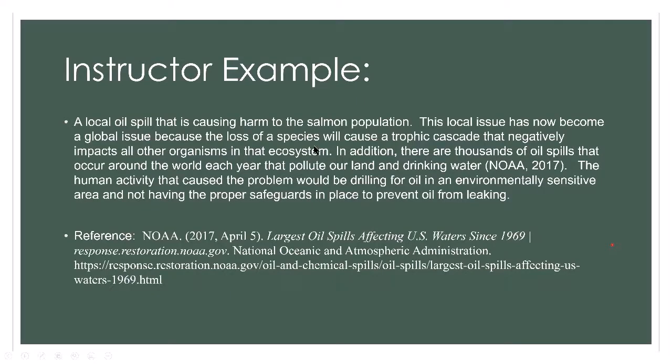Okay, so here is my instructor example. So here's how I would fill out that template that I showed you. So I say a local oil spill that is causing harm to the salmon population. So that's my environmental issue. This local issue has now become a global issue because the loss of a species will cause a trophic cascade that negatively impacts all other organisms in that ecosystem. In addition, there are thousands of oil spills that occur around the world each year that pollute our land and drinking water. And I give a citation for that.